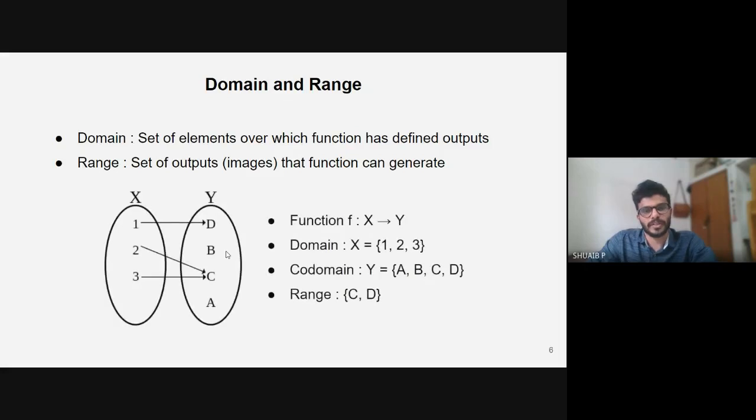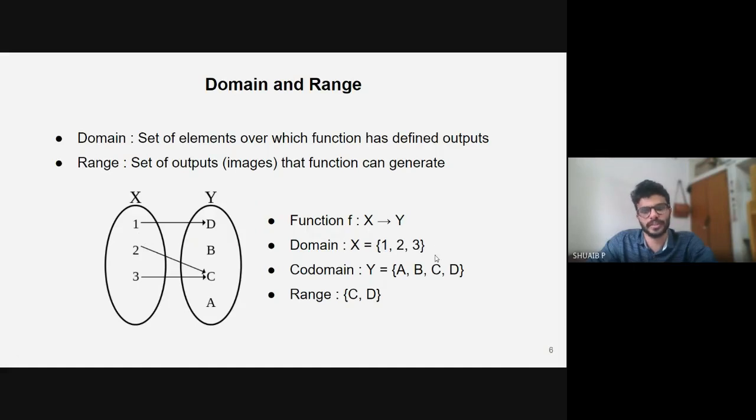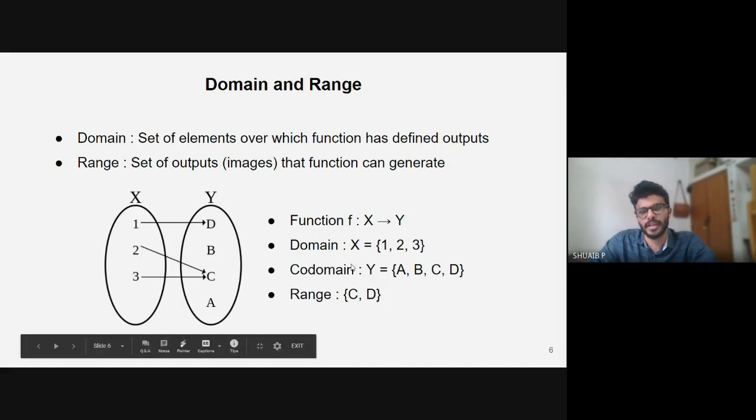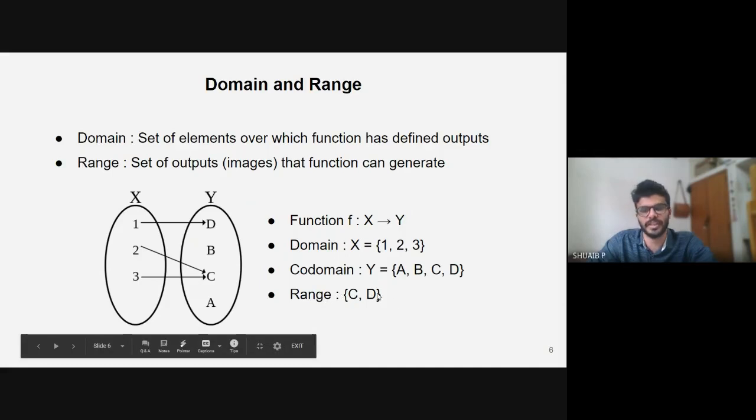So for example, here this function is defined from x to y. So the domain of the function is x. You can see it's a set of 1, 2, and 3. And the function is defined from x to y, so y is the codomain of the function. So it's a set A, B, C, D. But you can see the range of the function is not the same as the codomain. So here the range of the function is the set of C and D. So here the domain of the function is set x, and the range is set C and D.